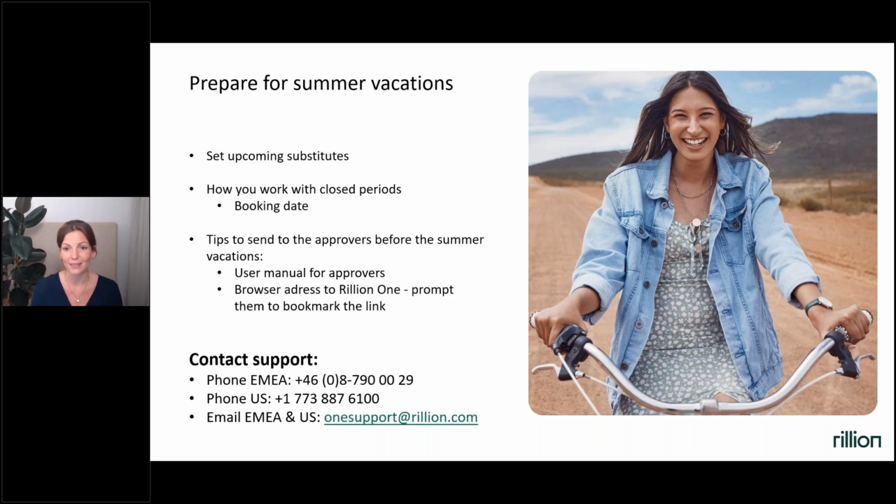And also inside the system, you can access it under the help tab, but you also have in the upper right corner when you log in, a PDF symbol with a user guide for approvers. They have it when they log in, but it's not every time that they know about this. So please let them know or download it and email it, and make sure that they have the right browser address so they can access Rillion One, because that is also very common during the summer, that they don't remember that one. They can, of course, favorize it in their browser. So that's a tip, just to make it easier for you and your colleagues.